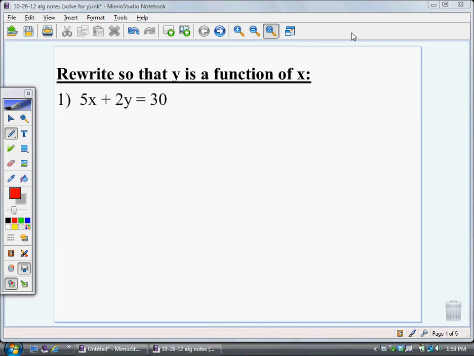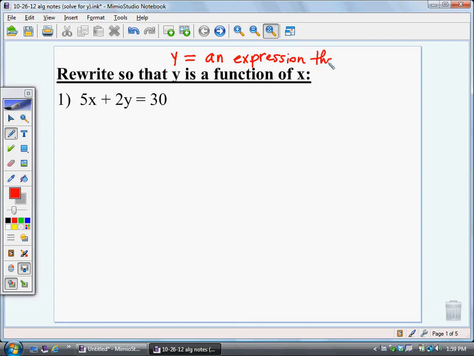Okay, in this lesson we're going to talk about how to rewrite equations so that y is a function of x. If you look at those words, y is a function of x, and we just kind of translate it. Y, and then "is" means equals. And so when we rewrite something so y is a function of x, what we're going to do is make it be y equals, and then on this side it would be an expression that contains x.